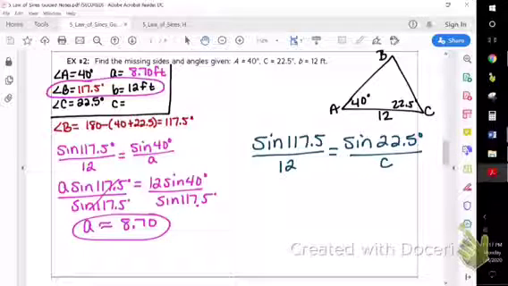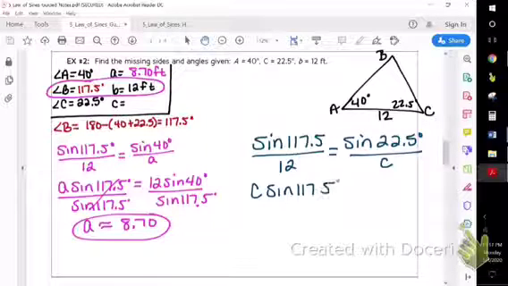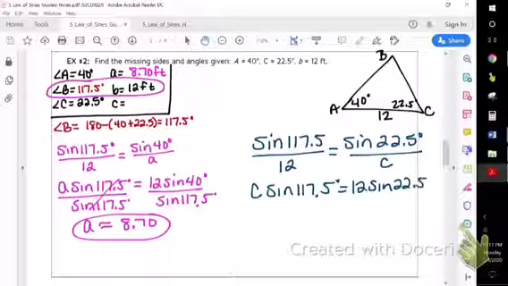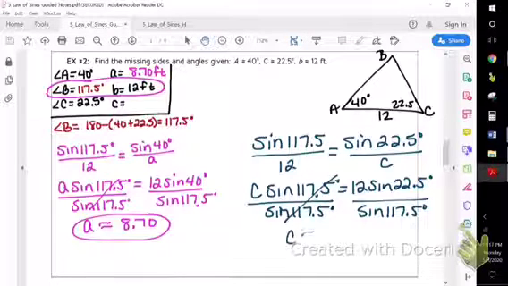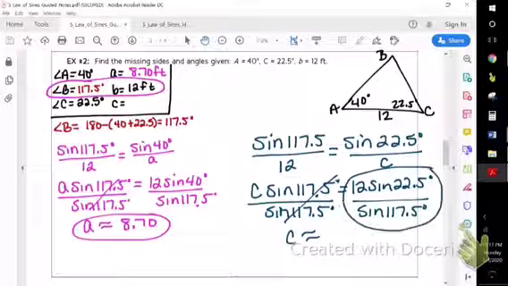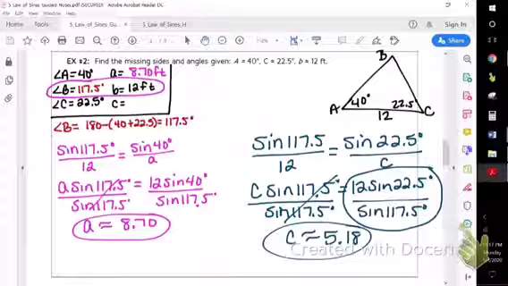So we're going to cross multiply and divide. So C times sine of 117.5 degrees equals 12 times sine of 22.5 degrees. Looking for side C, so we're going to divide by that sine of 117.5 degrees. So this is going to cancel, and we're going to get C is approximately, and we're going to plug this into our calculator. And so when we do that, we should get 5.18 feet.